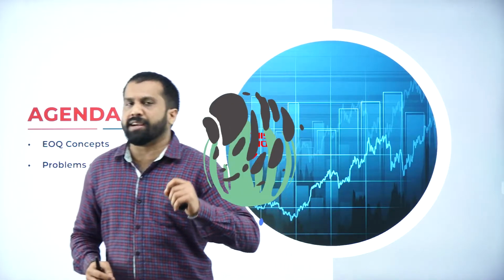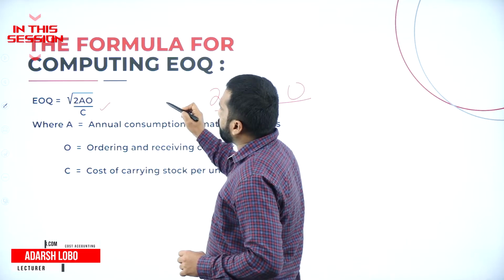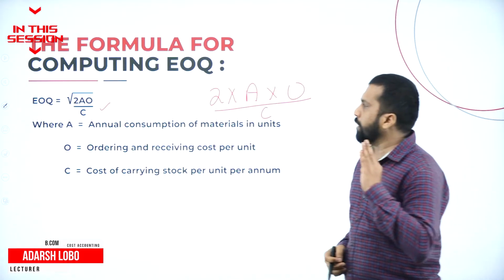EOQ stands for economic order quantity. If you order more, your cost will be simultaneously less. The formula is 2 multiplied by A multiplied by O, whole divided by C. This is all about your formula.